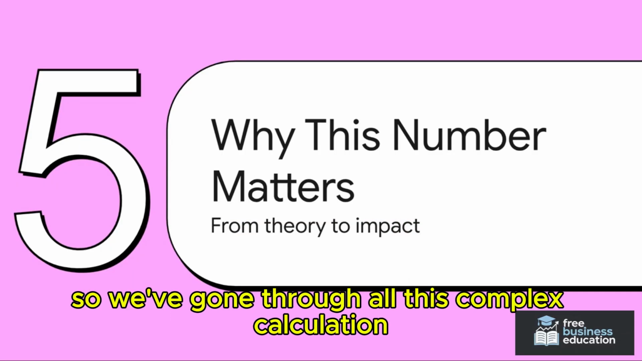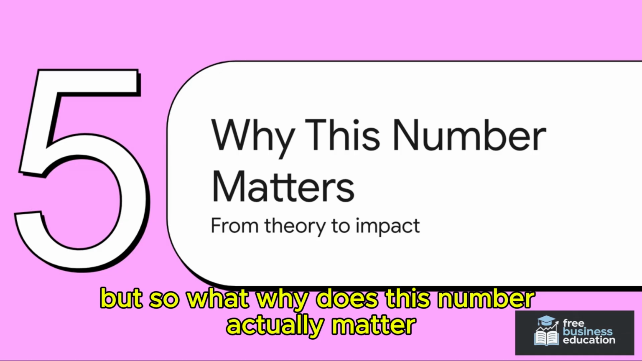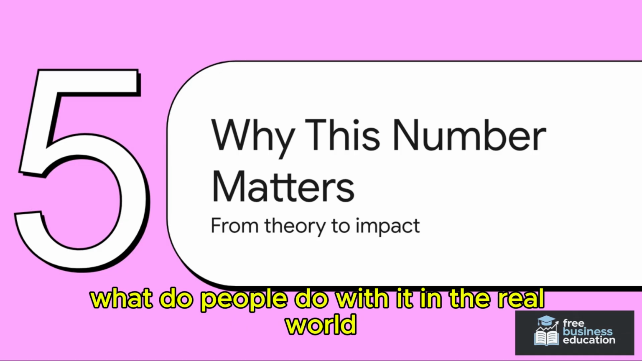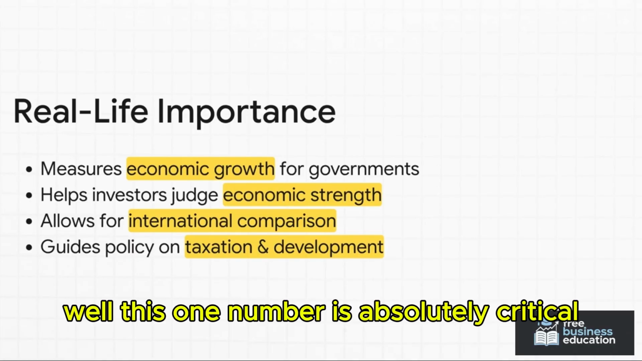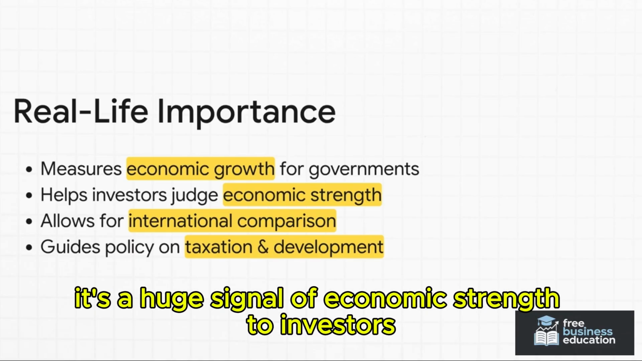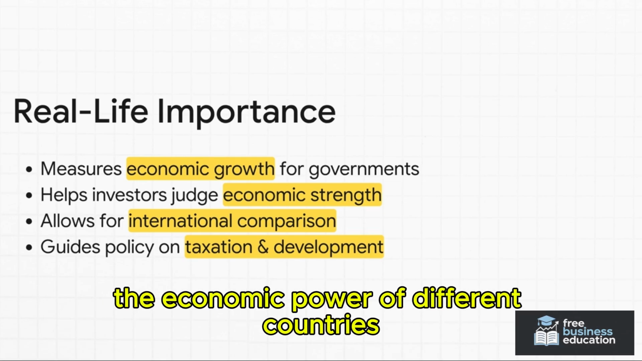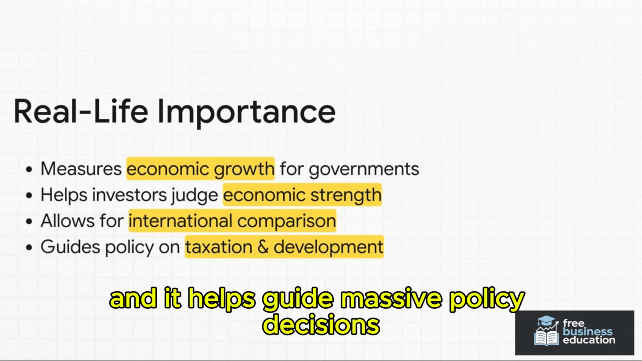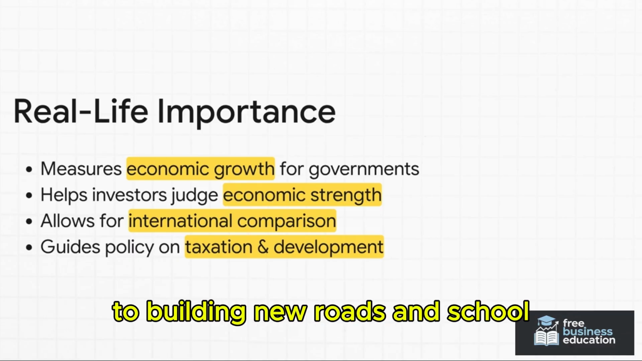Okay, so we've gone through all this complex calculation. We have our big, shiny GDP number. But so what? Why does this number actually matter? What do people do with it in the real world? Well, this one number is absolutely critical. It's what tells governments if the economy is growing or shrinking. It's a huge signal of economic strength to investors all around the world. It lets us compare the economic power of different countries, and it helps guide massive policy decisions on everything from taxes to building new roads and schools.